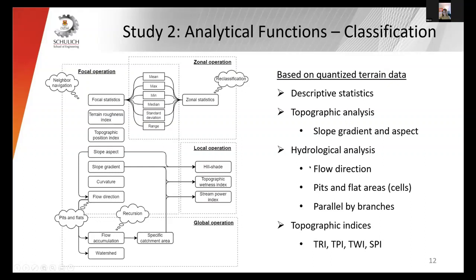And we identified a few key points that may be open for discussion, like how do we assign flow directions over hexagons, how do we treat pits and flat areas over hexagonal grids, and how do we do parallel computation, for example, by the flow branches, if one would like to improve the computation time. Then we generated 4 topographic indices.